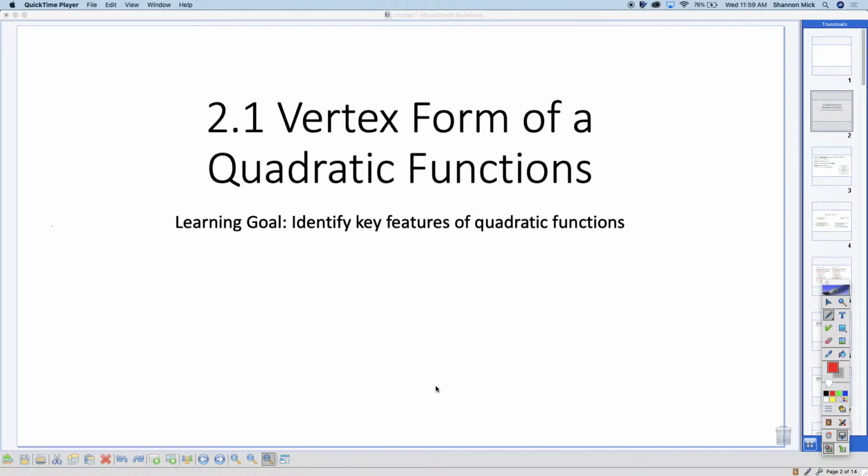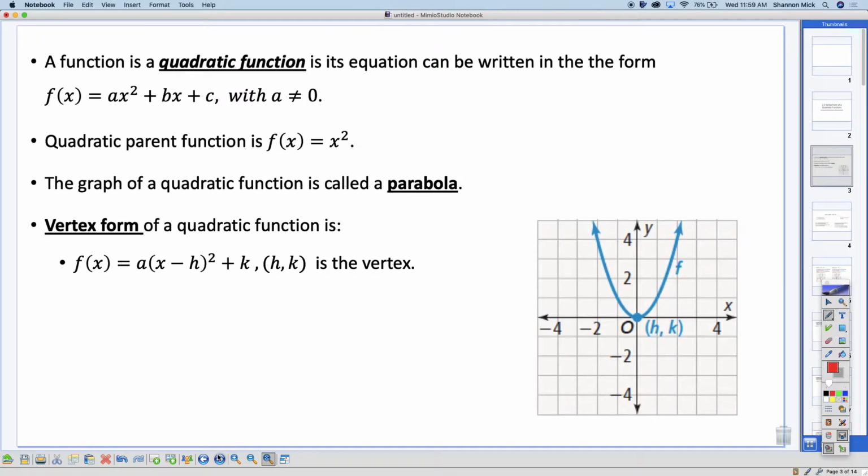They are labeled the date and if it's a section number, I'll say today is going to be 2.1 day 1, and it's going to have the date. So you're going to know the day that I did it. Okay, so we're going to be using vertex form of a quadratic function. Now we have done some of this already, so that's why we took that quiz yesterday, so I could see where we're at.